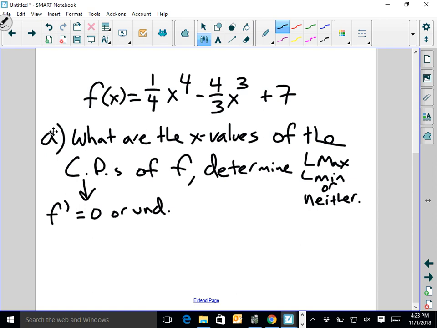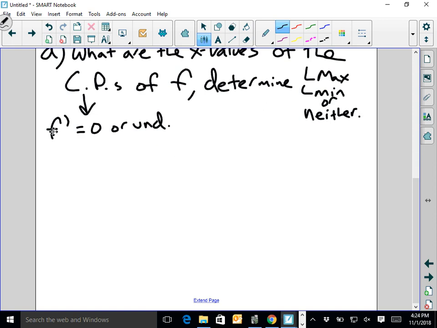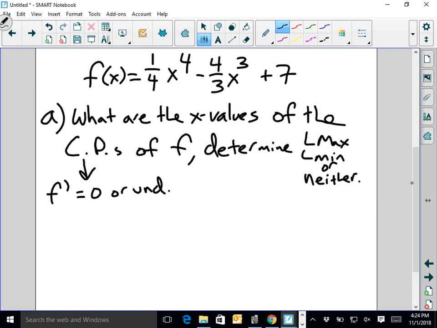So before I find f prime equals 0, I need to find f prime of x. So let's go ahead and calculate that. I'll change colors here. We need to be good at multiplying fractions really quickly. 4 times the fourth is 1, right? So we get 1x to the third minus 4/3 times 3 is 4x squared, and the 7 goes away. So there's our f prime of x. It simply equals x cubed minus 4x squared. What I want to do now is set this thing equal to 0.